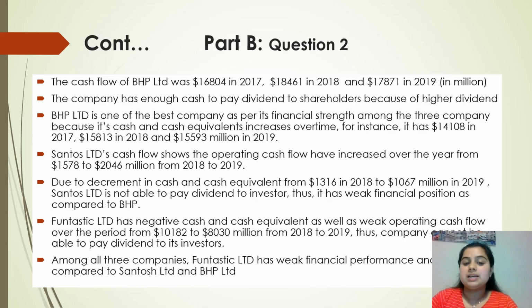Fantastic Limited has negative cash and cash equivalents as well as weak operating cash flow, falling from $10,182 to $8,030 million from 2018 to 2019. Thus, the company is not able to pay dividends to its investors. Among all three companies, Fantastic Limited has weak financial performance compared to Santos Limited and BHP Limited.